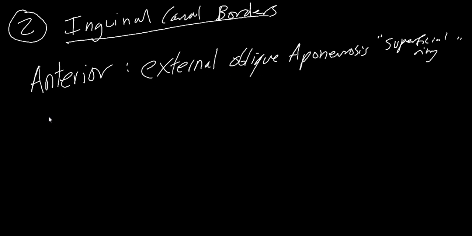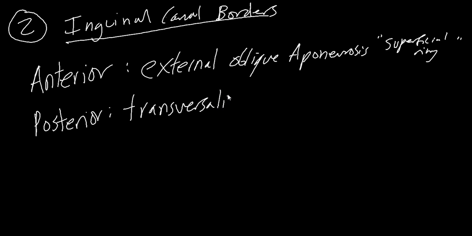Now, the opposite of that is going to be your posterior border. That's going to be your transversalis fascia. Now, the transversalis fascia is going to be your deep ring. So your deep ring is going to form your posterior, while your superficial ring is going to form your anterior. So we're going from an anterior to posterior direction with this inguinal canal.